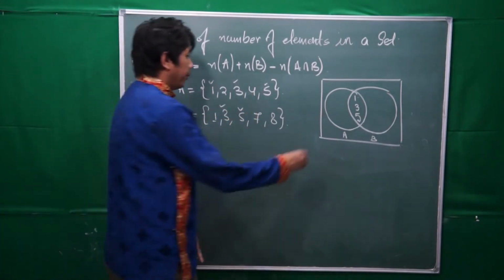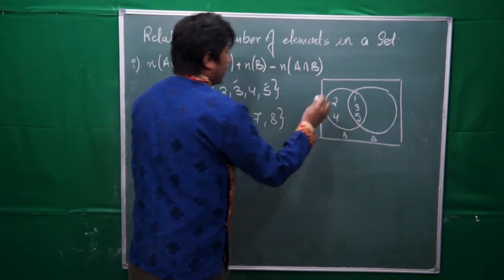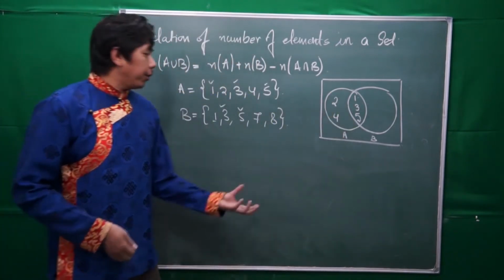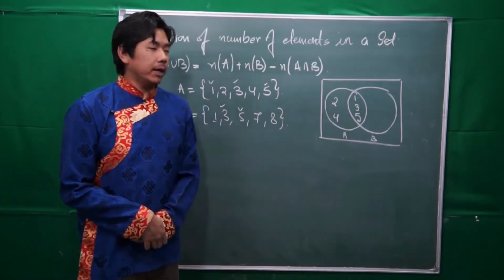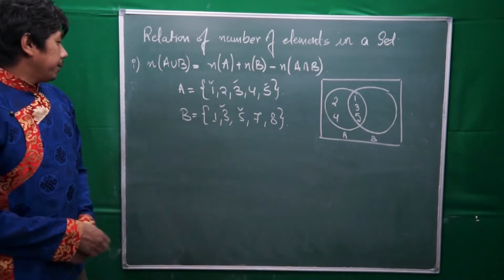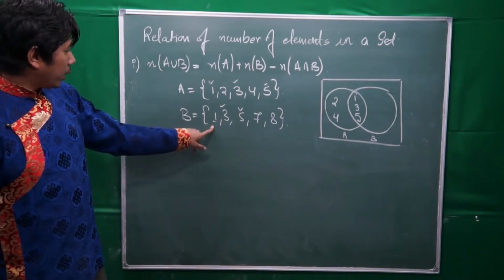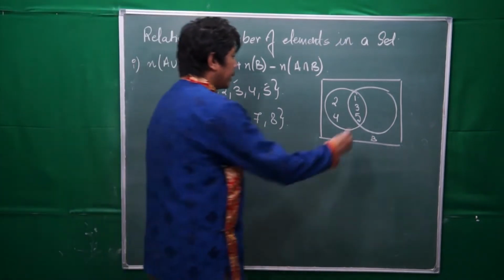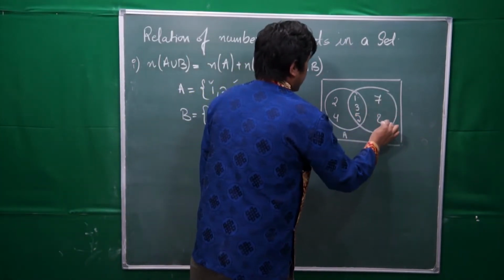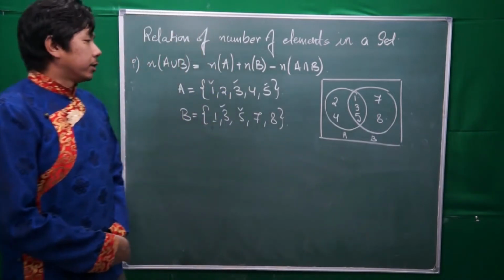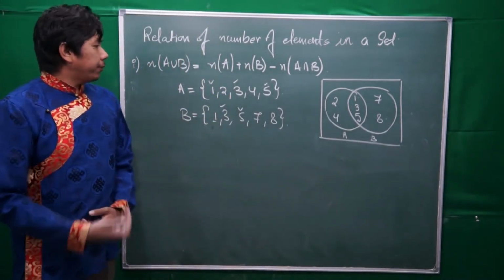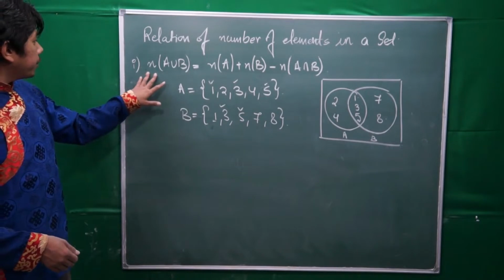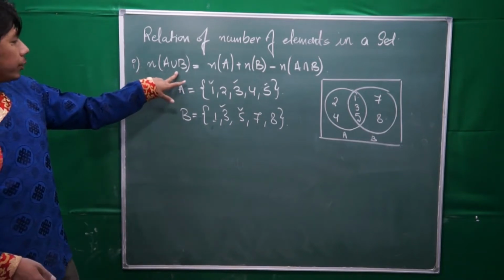Now what is left? 2 and 4. 2 and 4 are the exclusive elements of A alone. Next, B. What is being written? 1, 3 and 5 have gone, so 7 and 8 are remaining. 7 and 8.